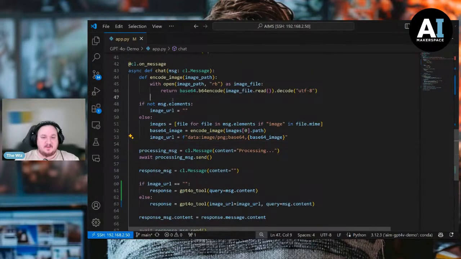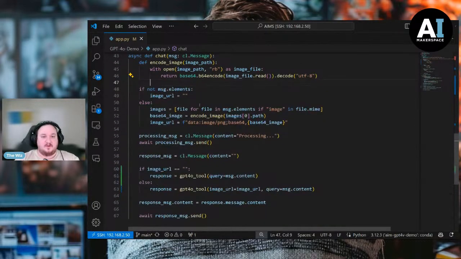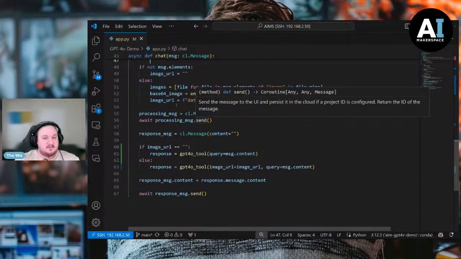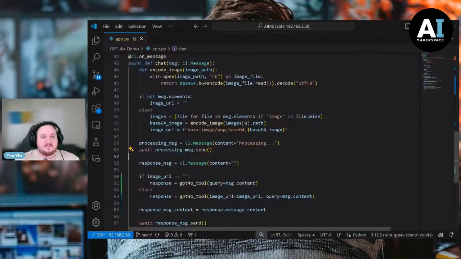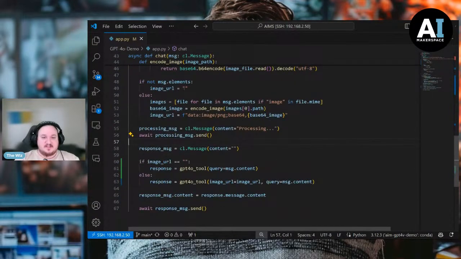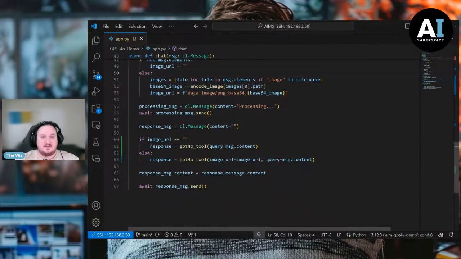This is about as basic as you can get. Hopefully it should be readable, understandable, so you can understand what's happening. The basic flow is just, we check to see if there's any images in our message. If there are, we encode those images. And then we save the URL of our image.